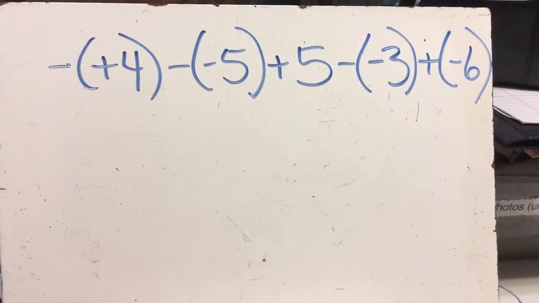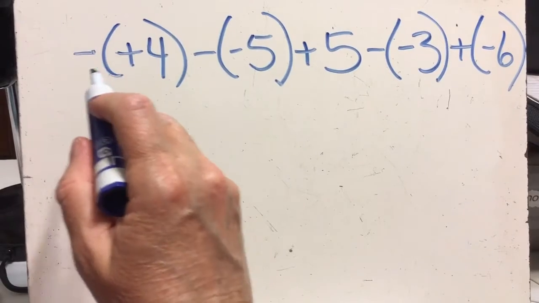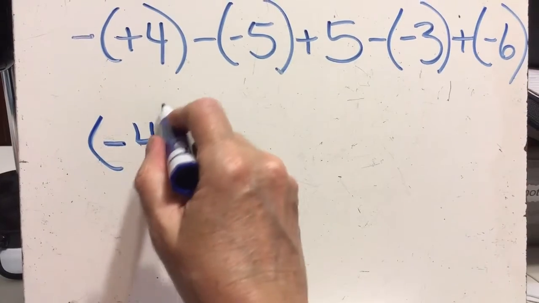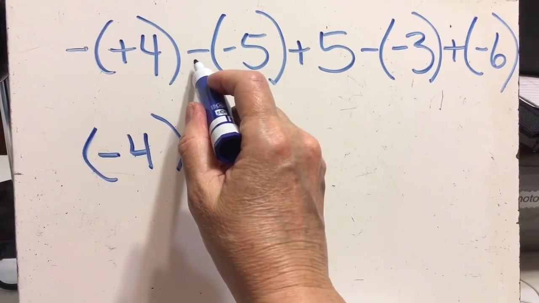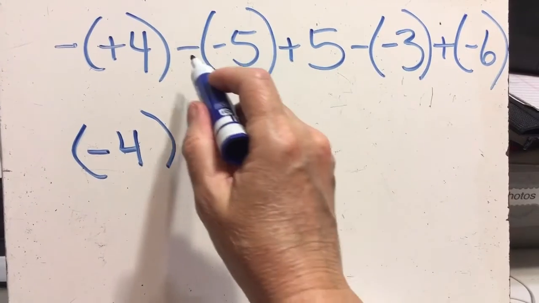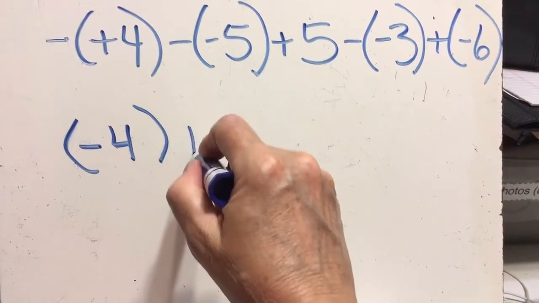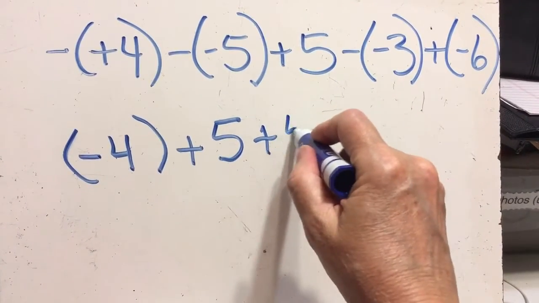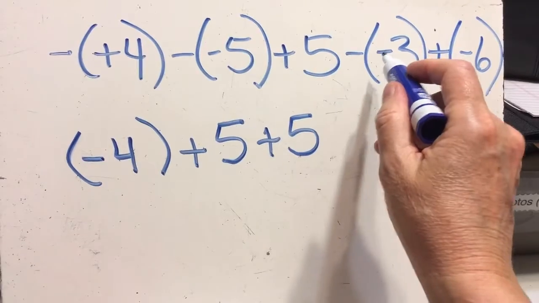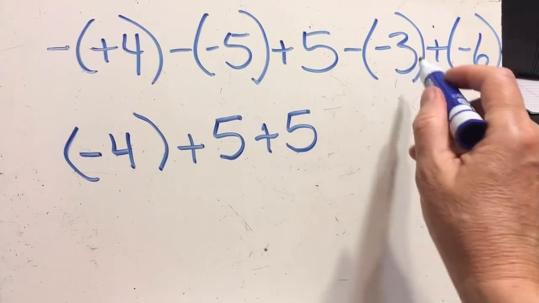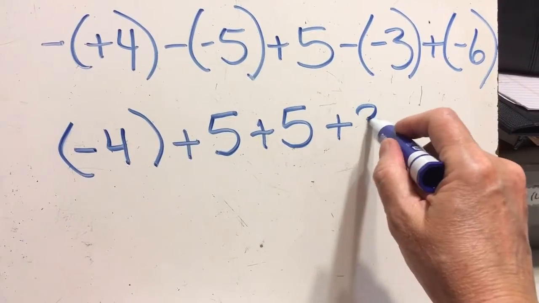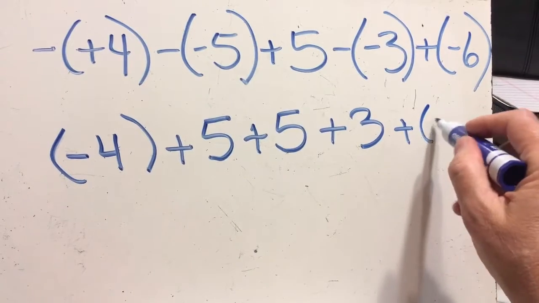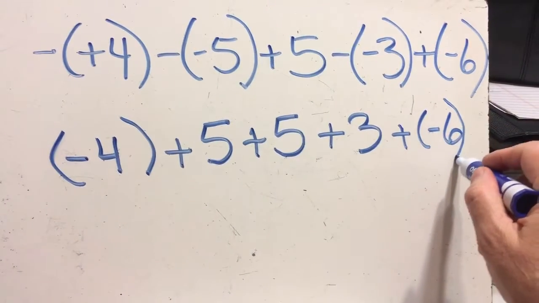Let's see if we can unjumble this one. We have an opposite of a positive 4, which would be a negative 4. Minus a negative 5, or the opposite of a negative 5, would be a positive 5. Plus another 5. Minus a negative 3 is going to be the opposite of a negative 3, which is a plus 3. Plus a negative 6. We'll just copy that down because it's already in a form we recognize.